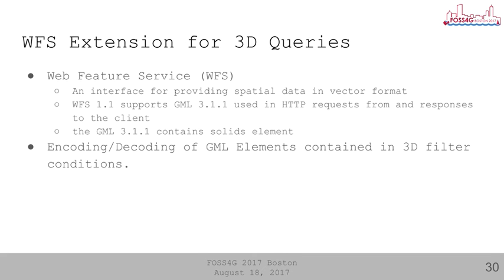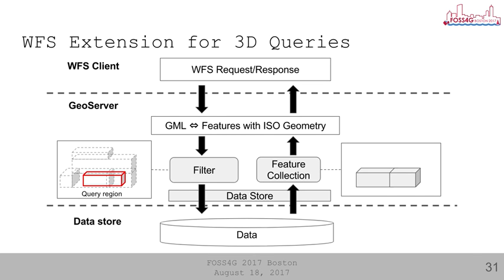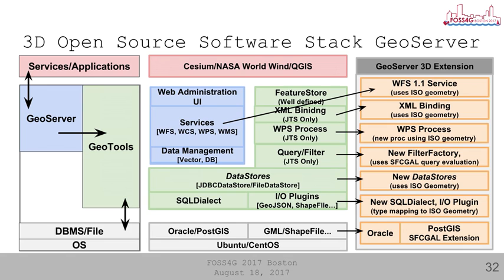Also, to share our spatial data, we extended the Web Feature Service for version 1.1. Version 1.1 of the Web Feature Service supports GML 3.1.1, and 3.1.1 supports solid geometries. So we developed the encoding and decoding methods between GML and ISO 19107. This is the flow of our process. And this is the result of our project now.